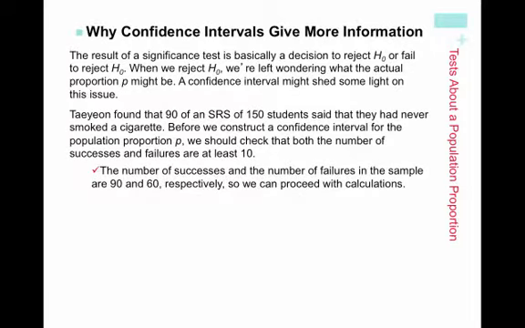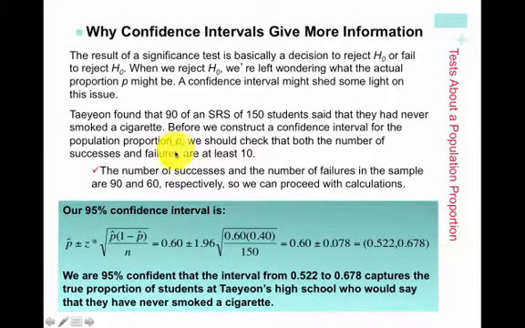So let's deal with Taeyeon again. He found 90 out of 150 students in an SRS say they have never smoked. Before we can construct a confidence interval, we have to check n p hat and n times 1 minus p hat. We get 90 and 60. And remember, what we're using is a p hat here, not a p. And when we calculate our confidence interval, it's p hat plus or minus our critical value times the standard deviation, but we're using our standard error this time, so p hat instead of p or p naught.